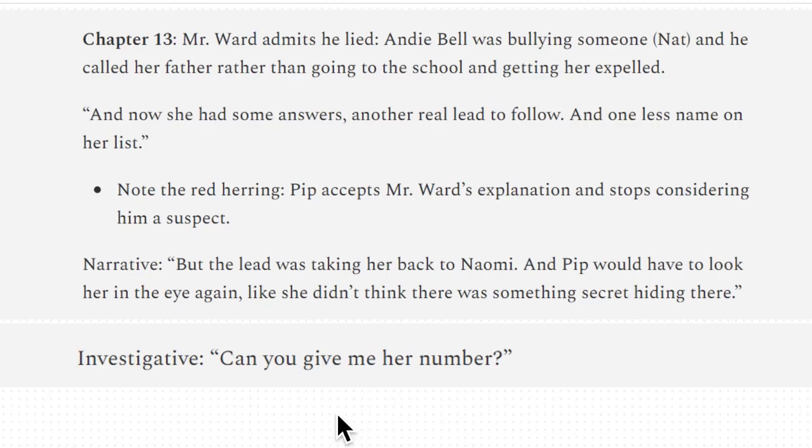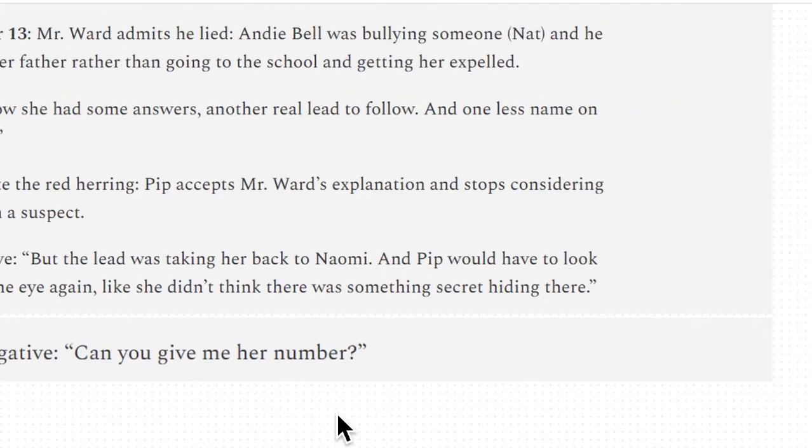And the investigative line is, can you give me her number? This is Pip asking for Nat's number from Naomi, and we're given sort of what Pip's next step is, what her next goal is.